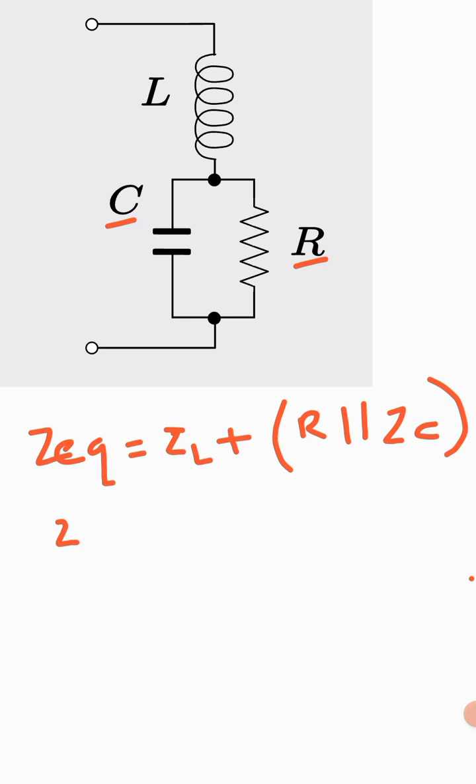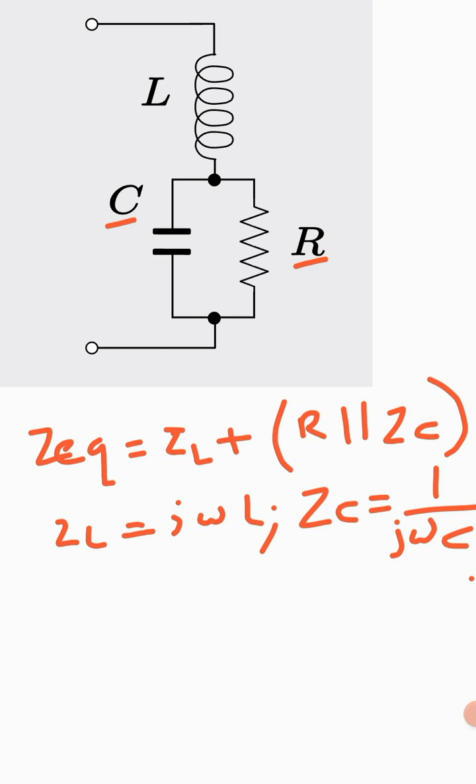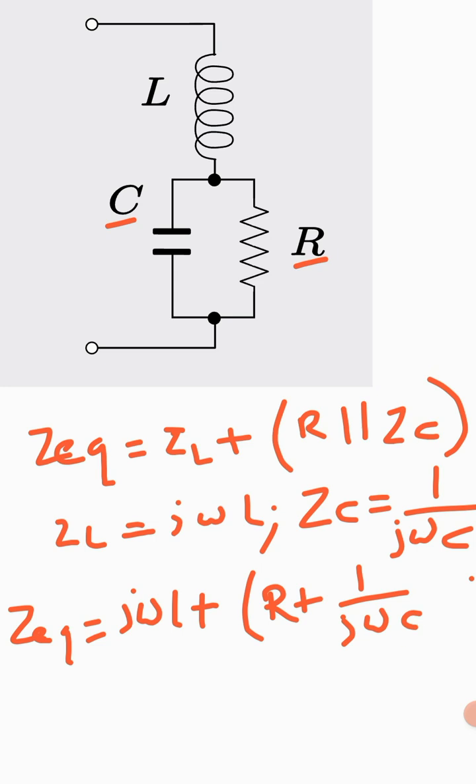So now ZL is J omega L and ZC is 1 over J omega C. So plug in these values to calculate equivalent impedance. So it would be J omega L plus, in bracket you have R in parallel with 1 over J omega C. So you can further simplify this expression, and with that you can write the equivalent resistance of this network.